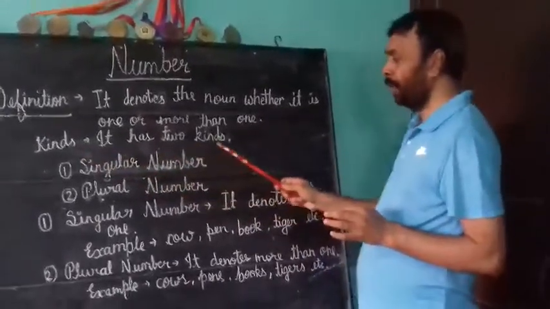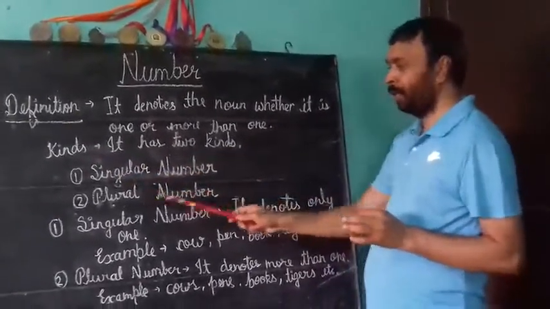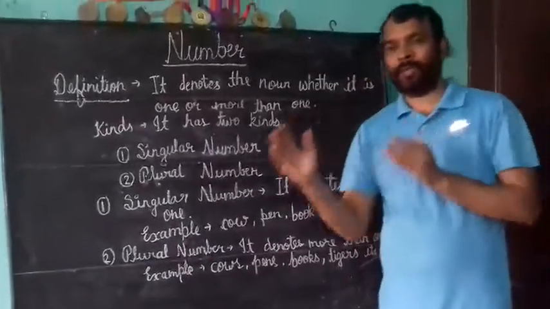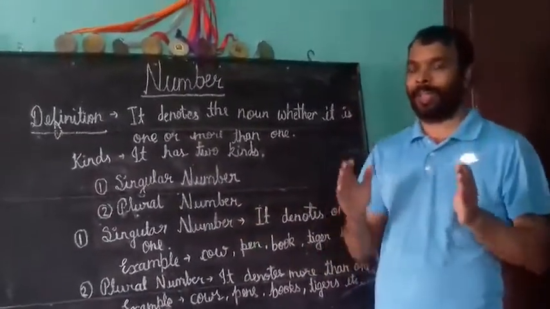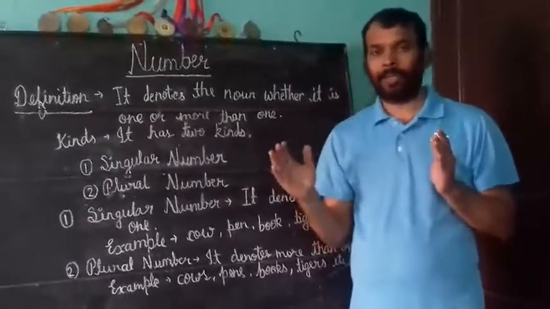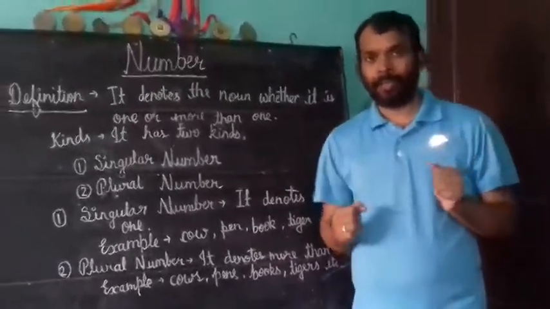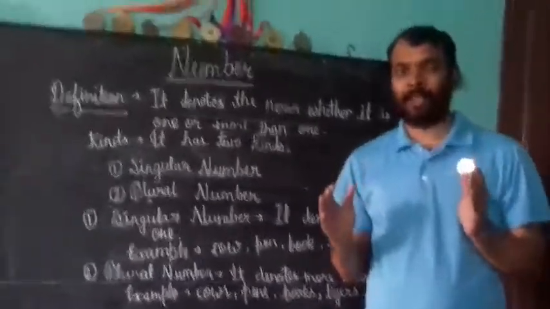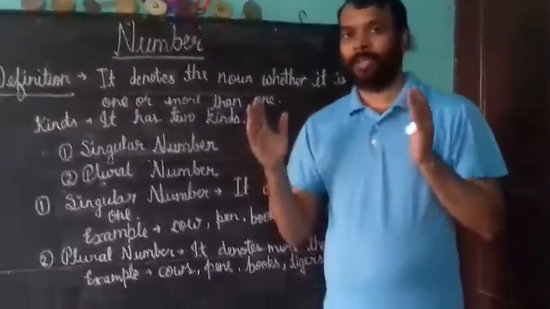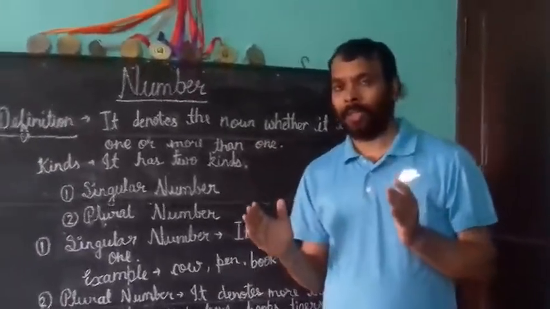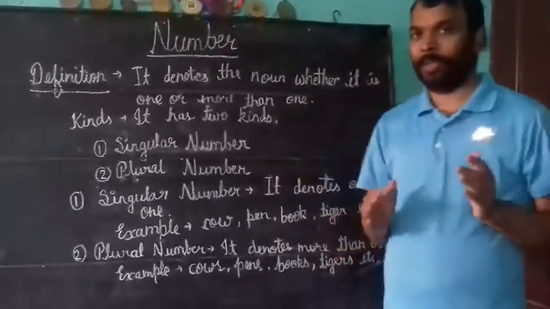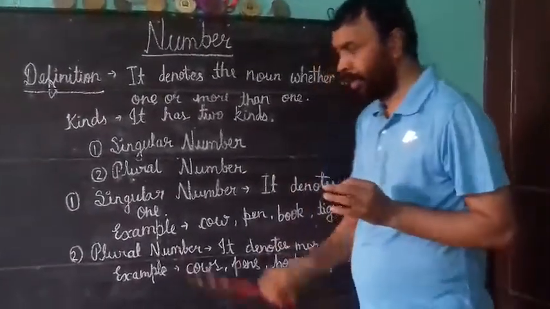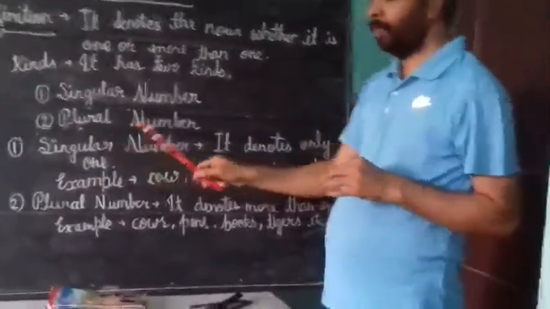Kinds. It has two kinds: singular number and plural number. Number is also a part of Hindi grammar. In Hindi also there are two numbers, ekvachan and bahuvachan. In Sanskrit we also read number, but in Sanskrit there are three numbers: ekvachan, dvivachan, bahuvachan. But in English we read two numbers, singular number and plural number.